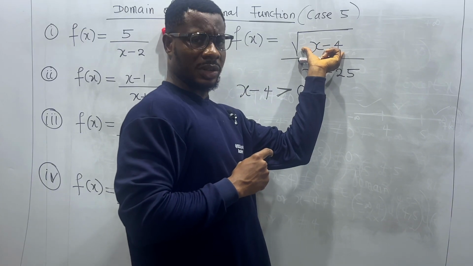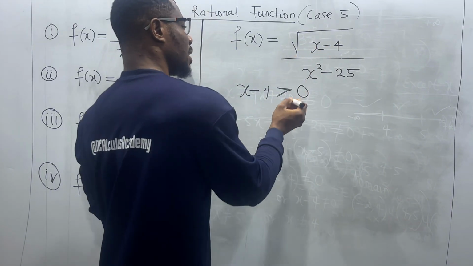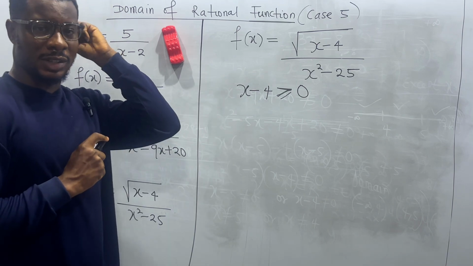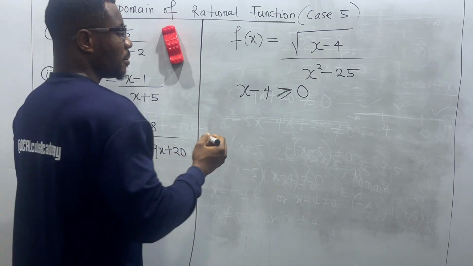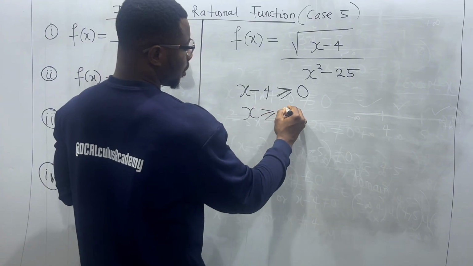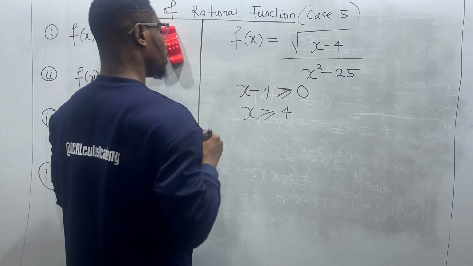However, if we have 0, is it going to be defined? Yes, square root of 0 is 0. So it could be 0. So I can add or equal to 0. That's the first thing I have to do here. So for the numerator, x should be greater than or equal to 4.